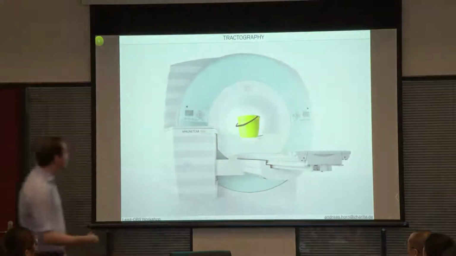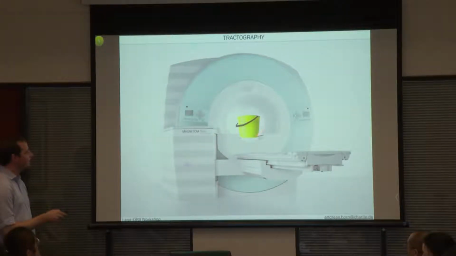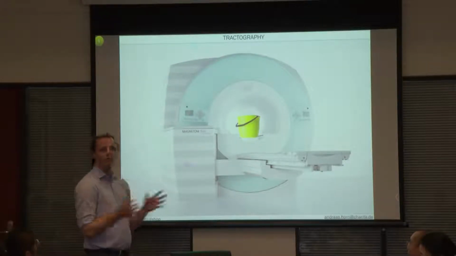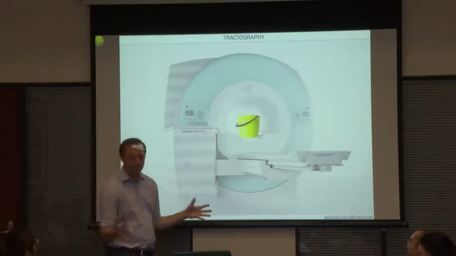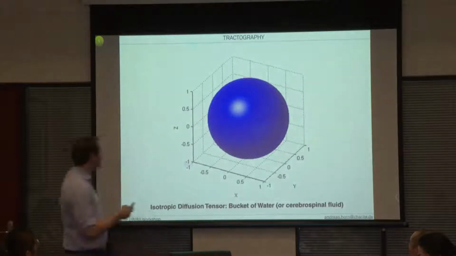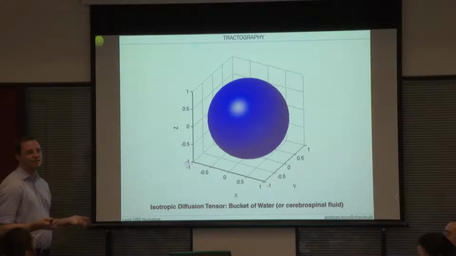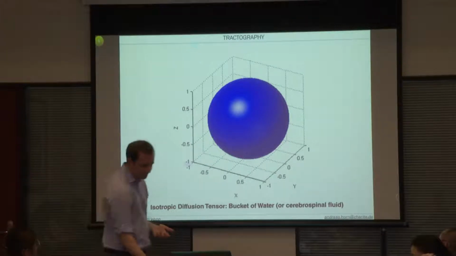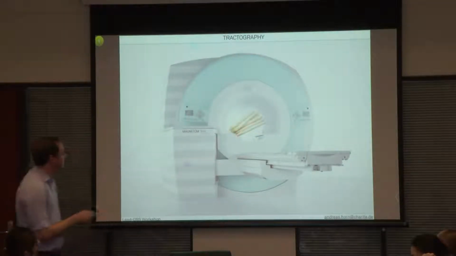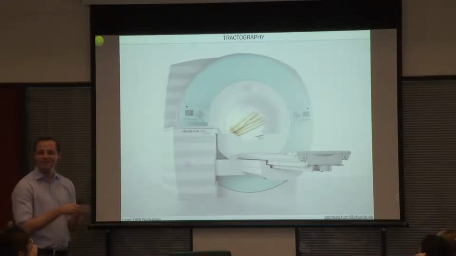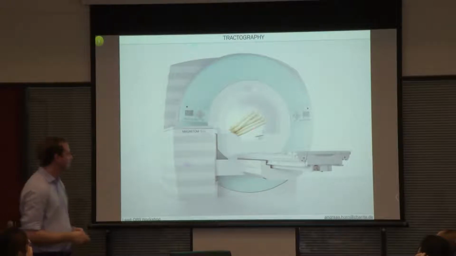If we could measure this in the scanner, if we put a bucket of water into the scanner, diffusion would be the same in all directions, right? So we would get something like this: a sphere, probability to diffuse in each direction is the same. But if we instead put in asparagus, do you have that in China? Asparagus? Yes, I guess so. These plants. The green ones here.